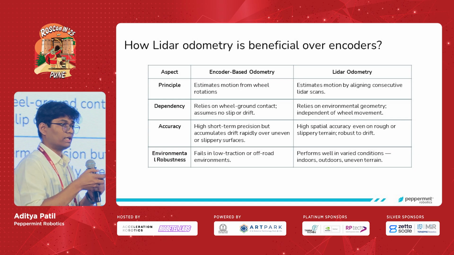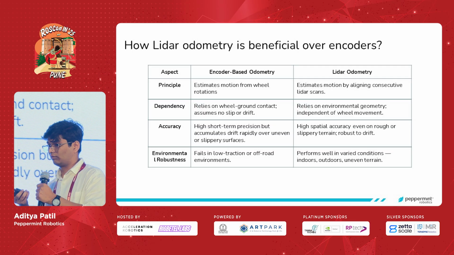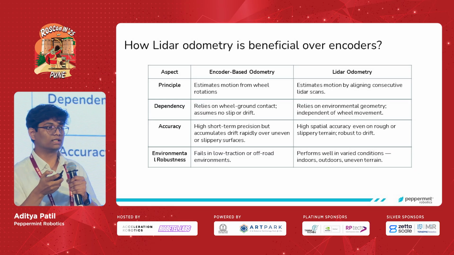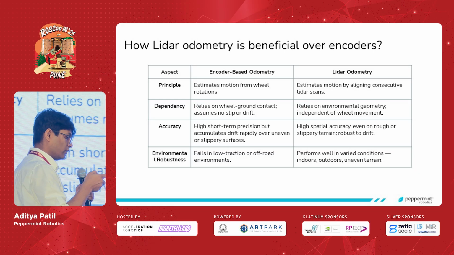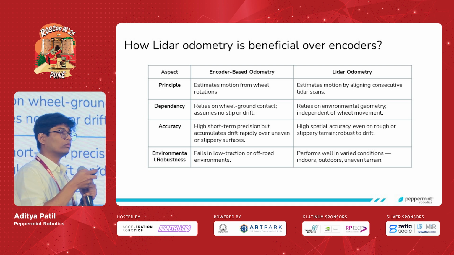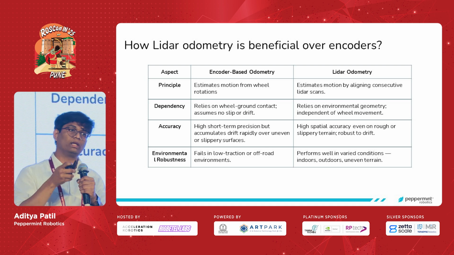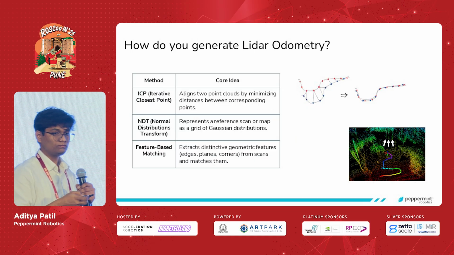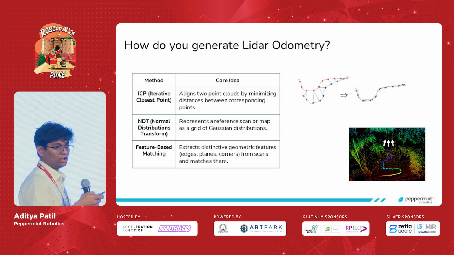In tricycle models, your drive wheel is at the front and your steering wheel is also at the same position. In those cases, there is a high chance your wheel might slip. So in cases where your wheel slips, you tend to get a very noisy and very incorrect odometry. LiDAR odometry helps you in those scenarios. So how do you generate LiDAR odometry?